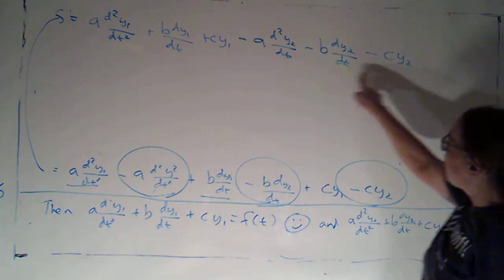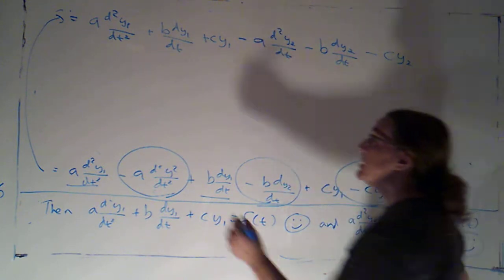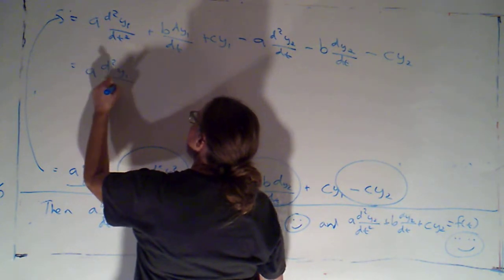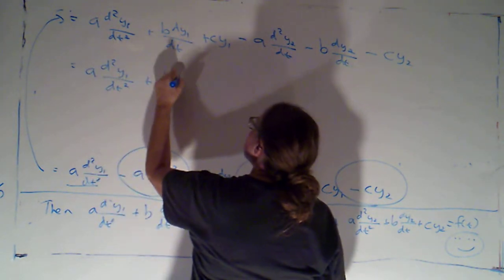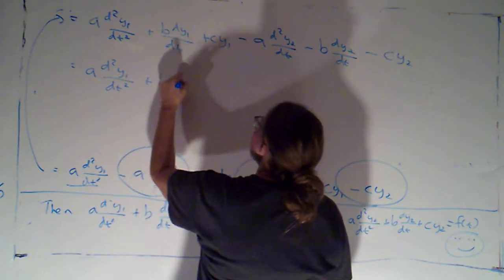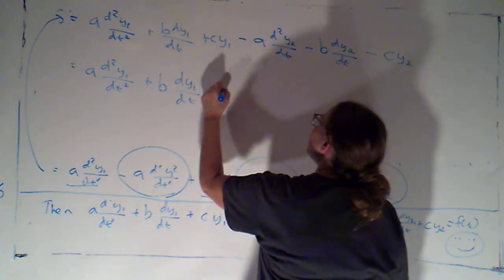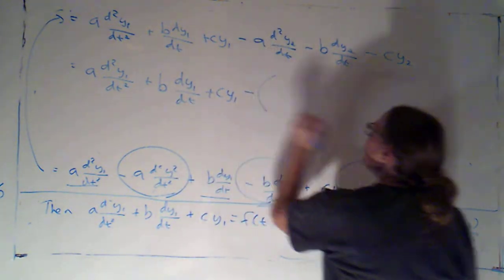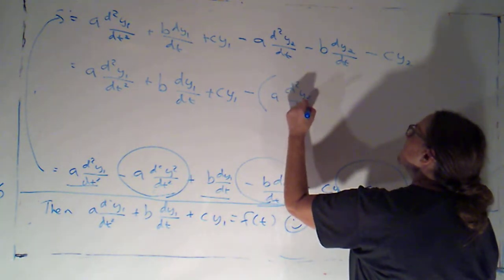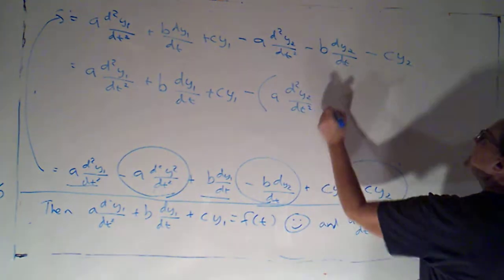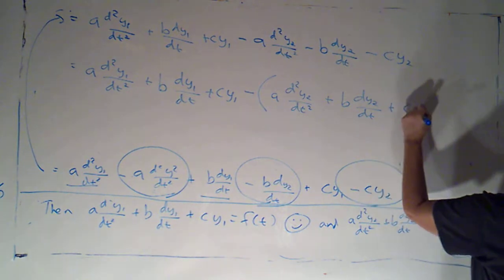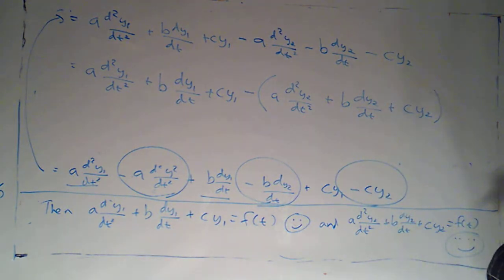All right, I can factor out that negative sign. So I can say I've got a times the second derivative of y1, plus b times the first derivative of y1, plus c times y1, minus a times the second derivative of y2, that should be d squared y2 over dt squared, plus b times the first derivative of y2, plus c times y2.